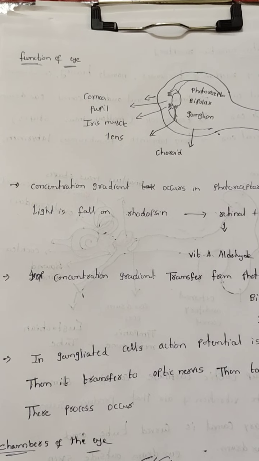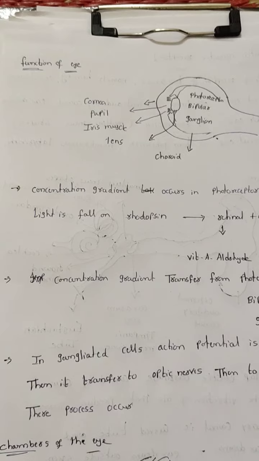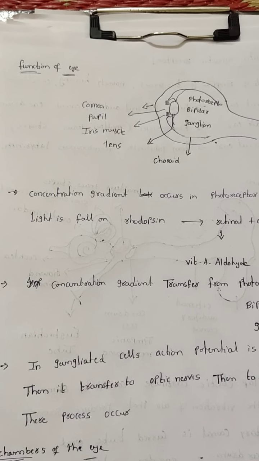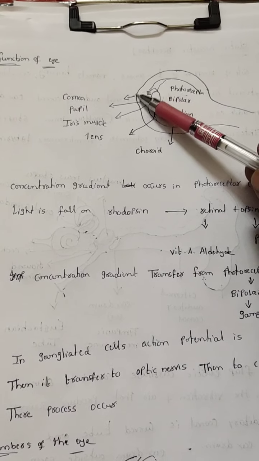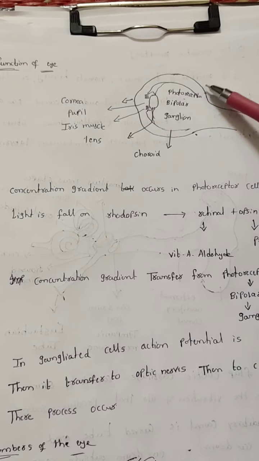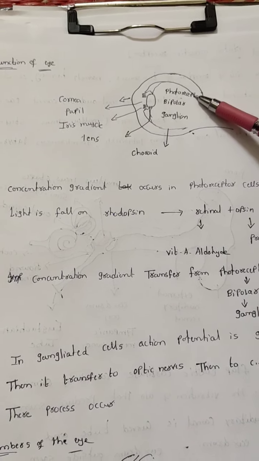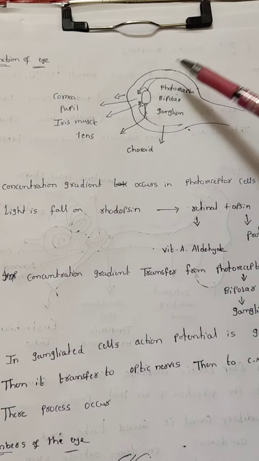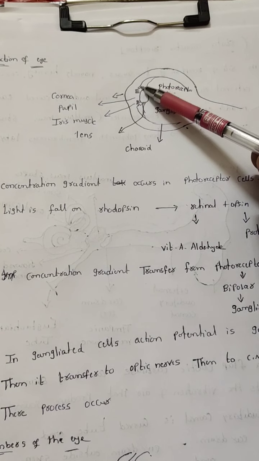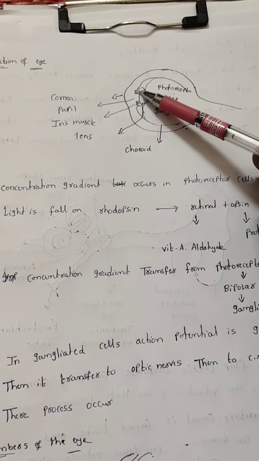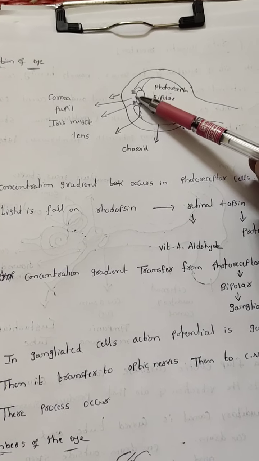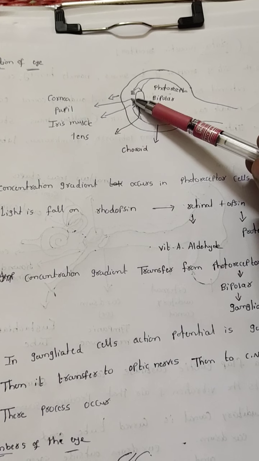Now, today we will discuss how the function of the eye works. See, this one is the cornea, this one is the sclera, this is the choroid layer, and this one is the ciliary body, which has a ciliary process, and this is the iris muscles. Between this is the aperture, that is called the pupil.